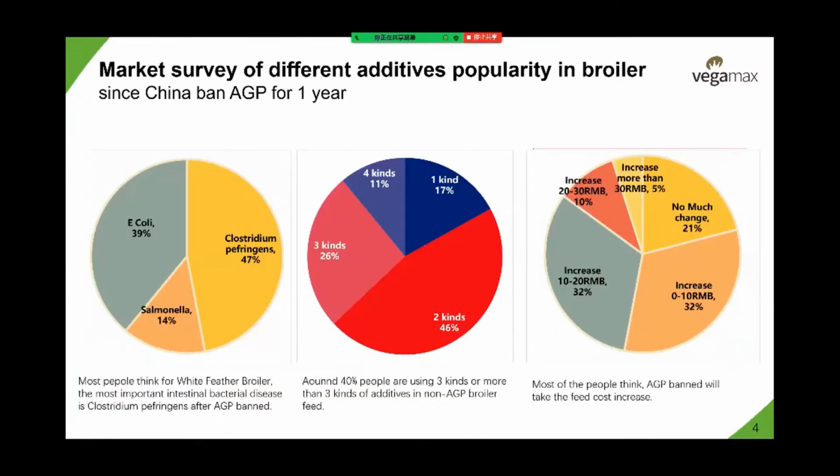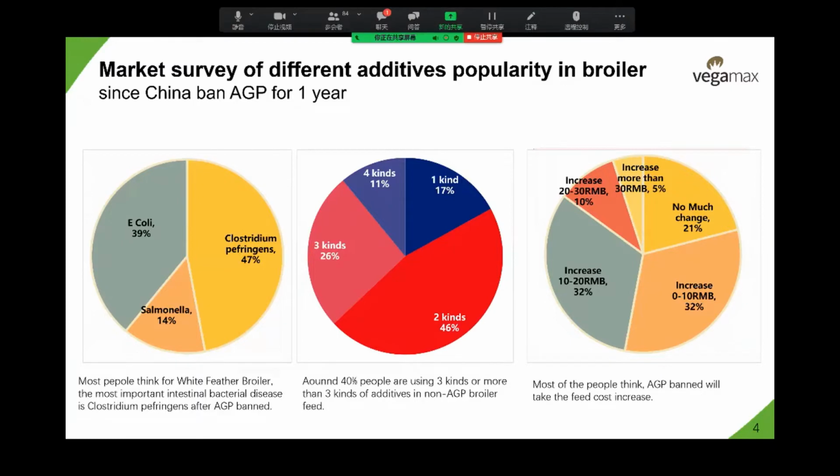And it is the same story for broilers. The most concerning intestinal bacterial disease is Clostridium perfringens after the antibiotics ban. Around 40% are using 3 kinds or more of additives in low AGP broiler feed. And most people think the AGP ban will increase the feed cost.